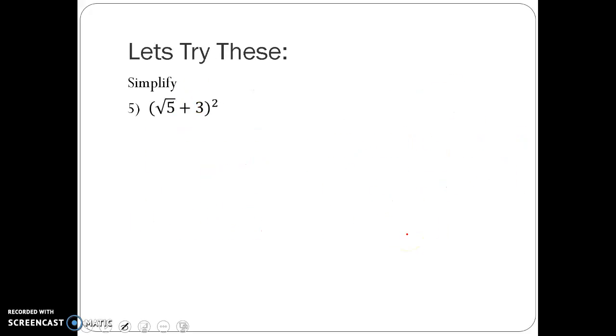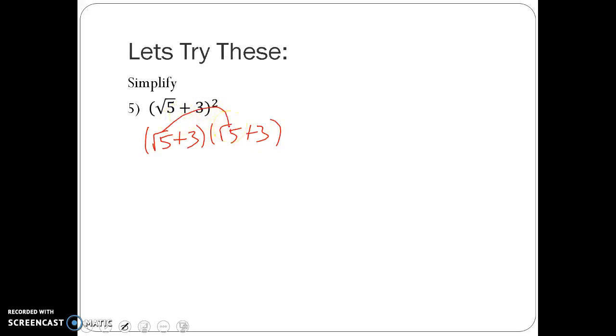So let's take a look at this one. Similar to the one we just did, except a lot of people would just take the 2 and make this 5 and 9. But we're not going to do that. Hopefully we're not going to do that. We're going to take the square root of 5 plus 3 and multiply it times itself, which is the square root of 5 plus 3. So I'm going to have to FOIL.